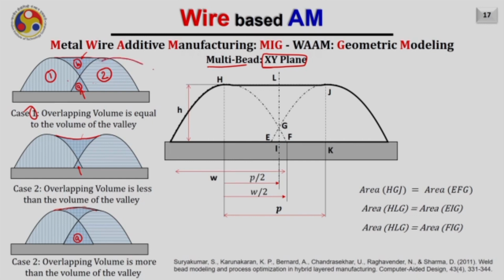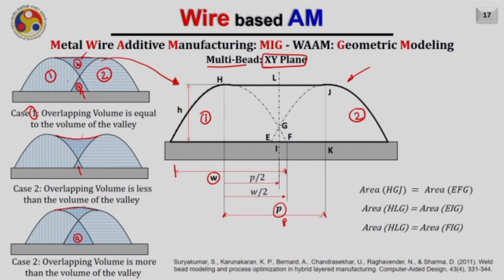So let us try to find out what will be the step over in that case if we consider that the volume of the valley is equal to the volume of overlap. So what you are seeing in this diagram, there are two beads. One is this and second is this. The width of the bead is W, that is the distance from here to here. Also, the distance between the center of the two deposited beads is given here by P. Why P? Because sometimes we call it pitch as well.